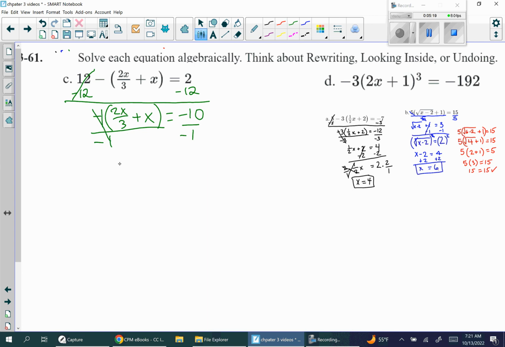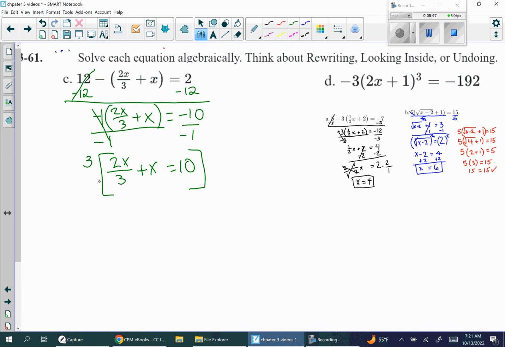And then I end up with 2x over 3 plus x. The parentheses now are gone because I've gotten rid of that negative. Equals negative 10 divided by negative 1. Oh, how convenient. Now it's positive. So now we can actually use our fraction buster strategy. I think I'm going to multiply every term by my least common multiple. And in this case, my least common multiple is 3.